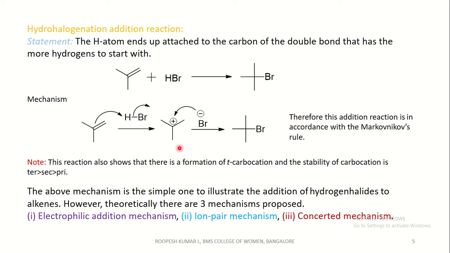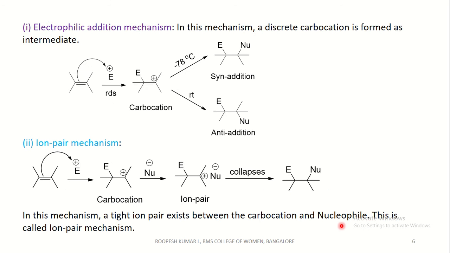The above mechanism is a simple one to illustrate the addition of hydrogen halides to alkenes. However, theoretically, there are three mechanisms proposed: the electrophilic addition mechanism, the ion pair mechanism, and the concerted mechanism. Let's see one after the other.